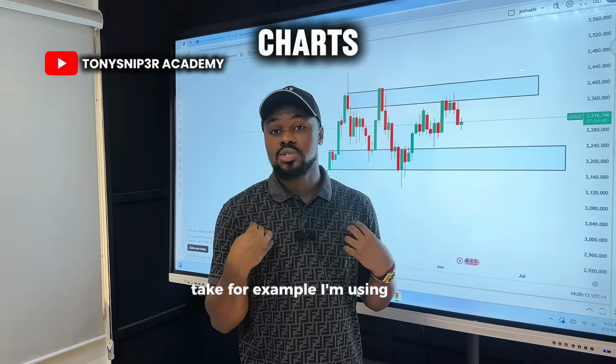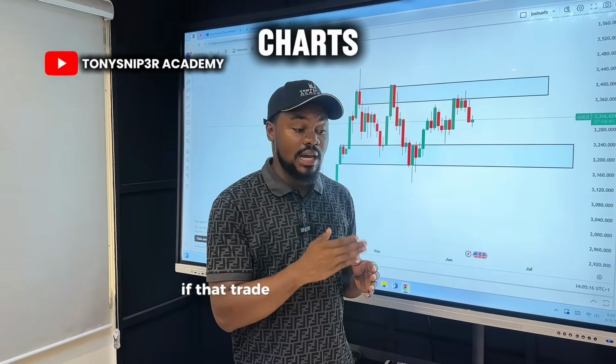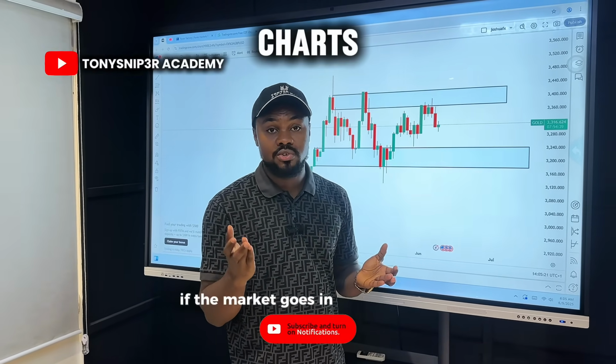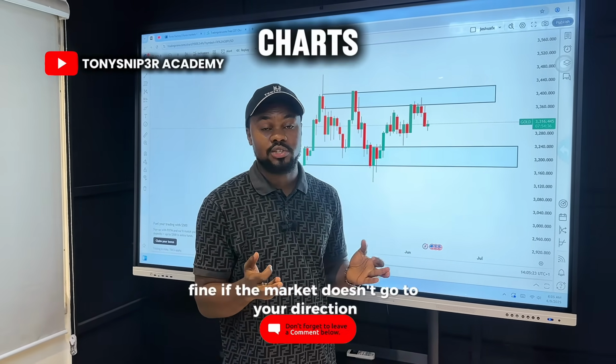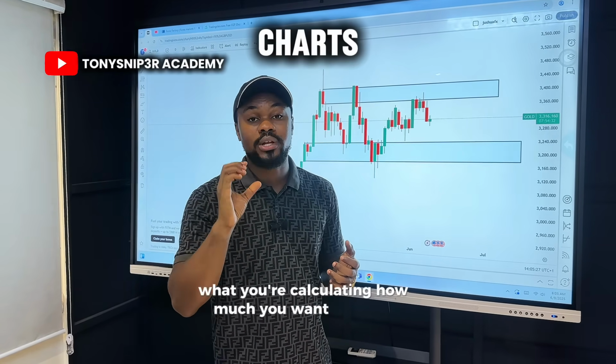Take for example, I'm using my Fibonacci on the daily time frame or 4-hour time frame. If that trade happens to go in my direction, because of course this is a probability. If the market goes in your direction, fine. If the market doesn't go in your direction, no problem. Just make sure you're what? You're calculating how much you're willing to lose.